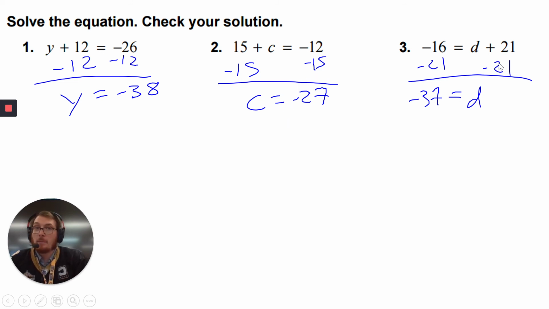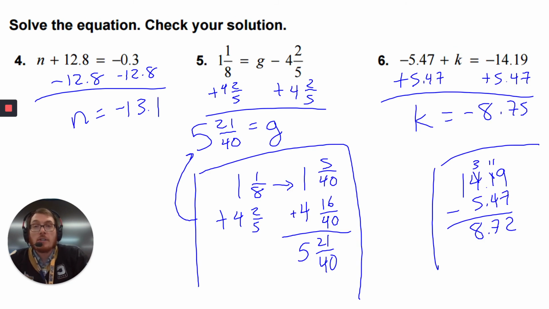And then that would be both negatives and you add them together and you get negative 27. Last one is flip-flop, but you can still do the same thing. Subtract 21 on both sides because originally it was addition. And you add those things together because they're both negatives and you get negative 37 equals D, or D equals negative 37. Both would be correct in these statements.